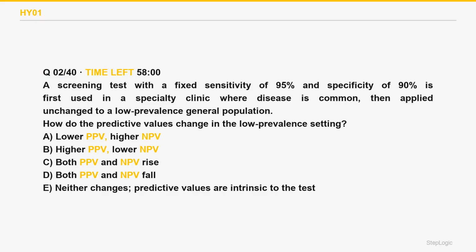How do the predictive values change in the low prevalence setting? A screening test with a fixed sensitivity of 95% and specificity of 90% is first used in a specialty clinic where disease is common, then applied unchanged to a low prevalence general population. Read the command, predictive values in a lower prevalence population. Fewer true cases among positives lowers PPV, more true negatives raises NPV.